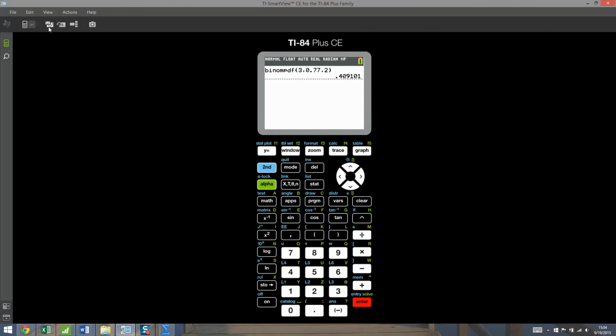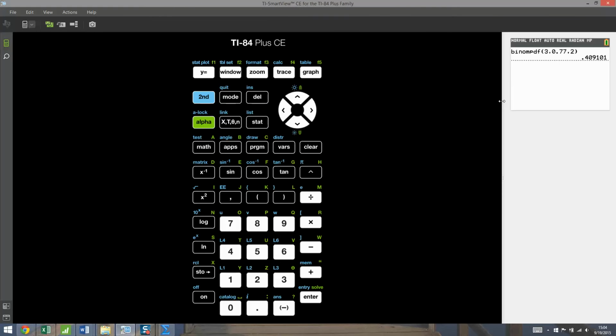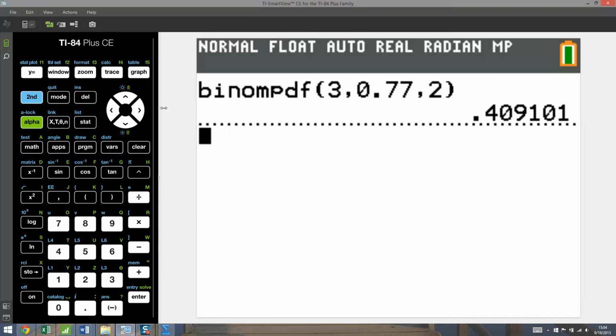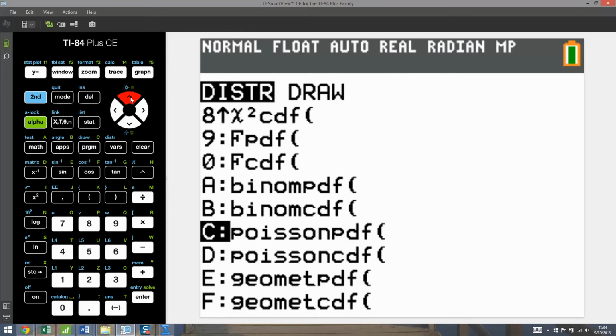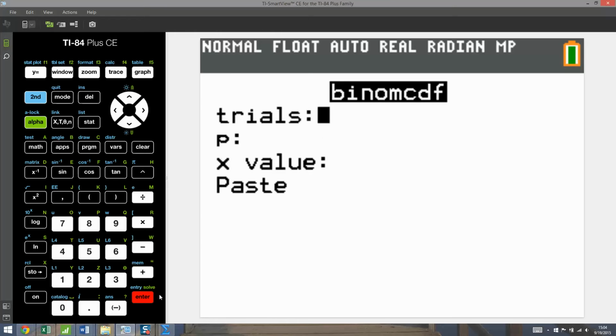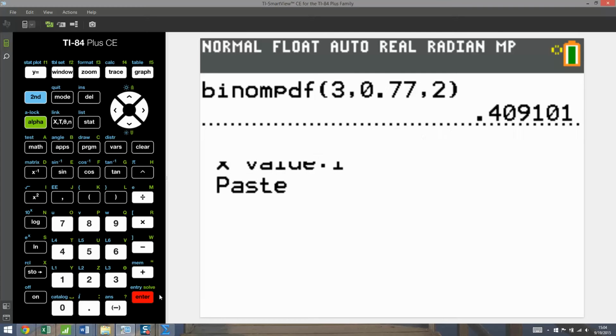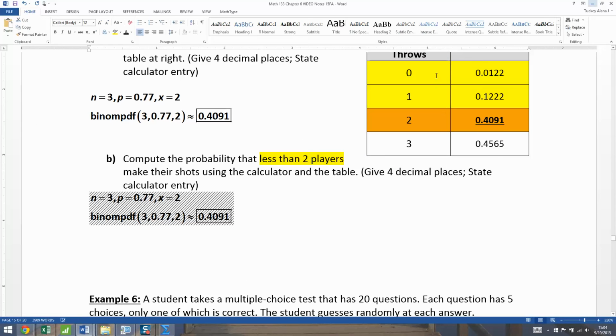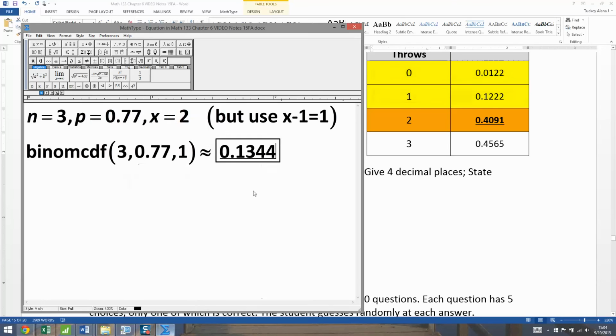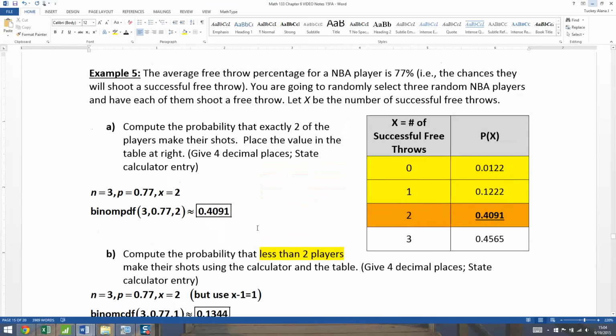Oh, let me make the bigger screen for you so you can see it better. There we go. So you want binomial CDF. So you go to second distribution. You want binomial CDF, which is letter B. You're going to tell it 3 trials, 0.77. But instead of 2, you're going to put in 1 because you want it to add up 0 and 1. Basically, the calculator always starts at 0 and stops where you tell it to. So you're telling it to stop at 1. You're telling it to only add up the first 2 rows because it'll always start here and stop at whatever number you put in. So sure enough, my answer was correct. It is 0.1344.